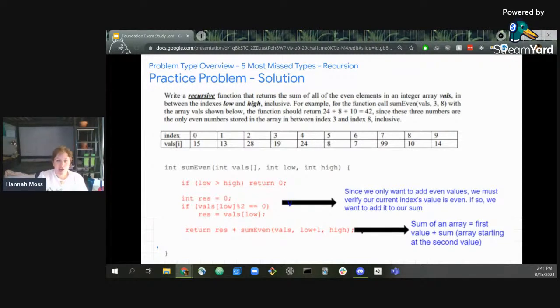And next, we have our return call. So we add our current value or 0 to the rest of the sum being calculated by calling sum even again, but making sure to increment low by 1 so that we process the next integer in the array. So we're essentially creating the sum of our array here by saying the sum of an array is equal to its first value, which is stored in res, plus the sum of the rest of the array, or our array starting at our second value.